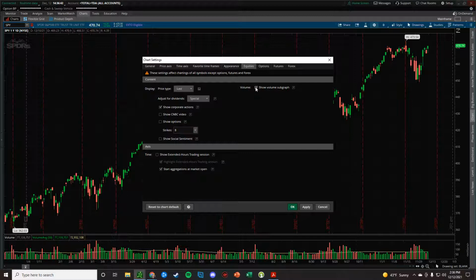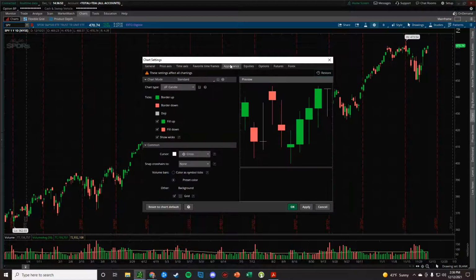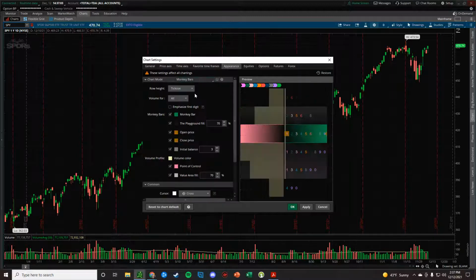We're going to make sure that our volume subgraph is turned off. This one's not as important. You're not going to get a volume subgraph on a TPO chart anyway, but I do it anyway. After that, we're going to come on over to our appearance. This is where we would modify how our candlestick chart looks, but it's also where we're going to change from standard candlesticks to monkey bars. This is going to give us a completely different looking chart. We have a little preview over here of what it's going to look like. This isn't going to give you a really good idea yet, though. You'll see what I'm talking about when we actually apply all of our settings and get it rocking and rolling.